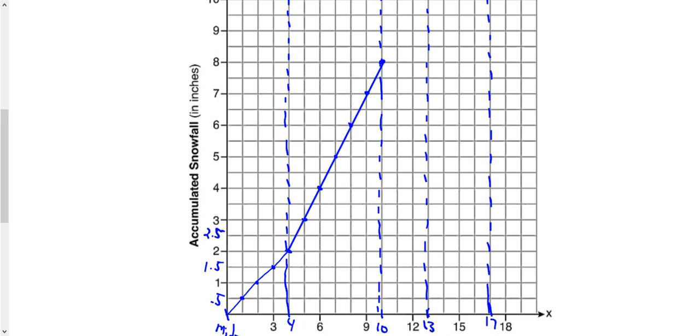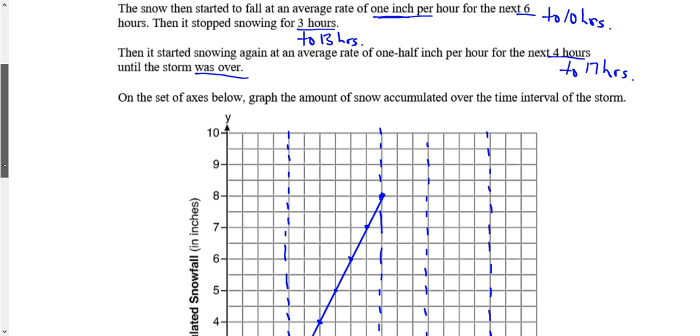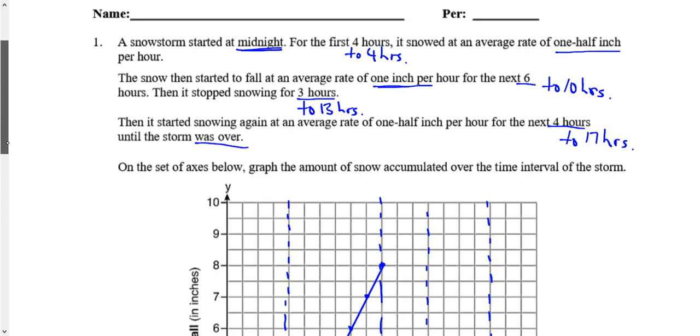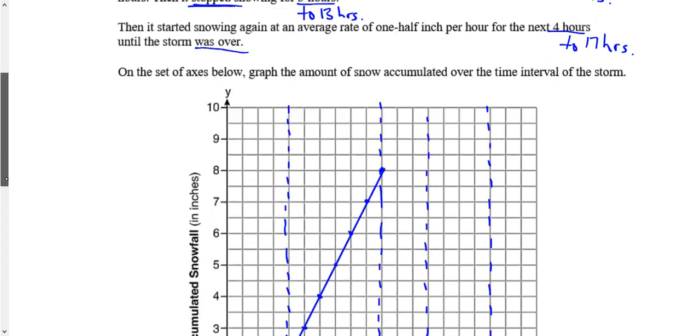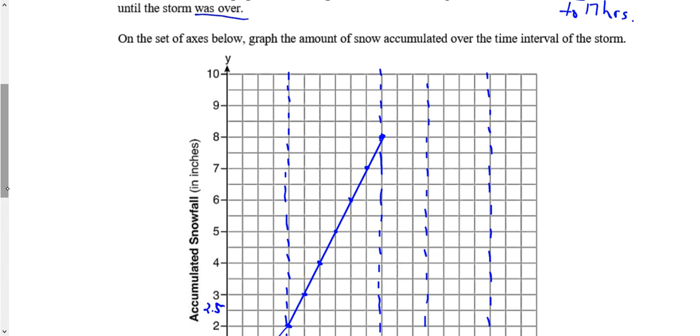All right, so now we're starting at hour 10, going to the next interval. What did it do then? What kind of line will represent stopping for 3 hours? Horizontal, right? For 3 hours. So from here to here.